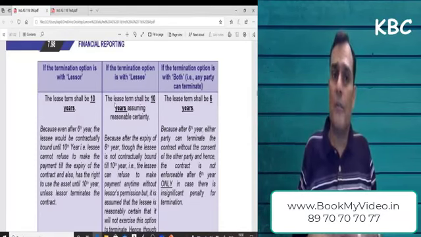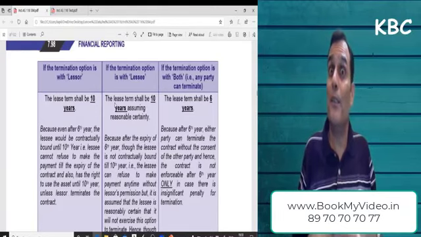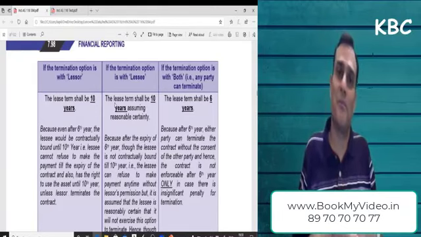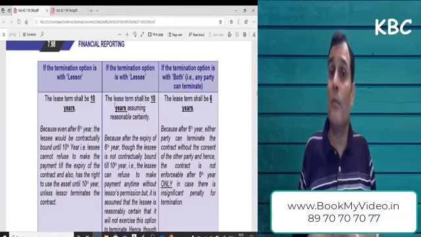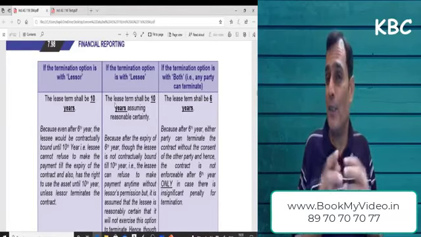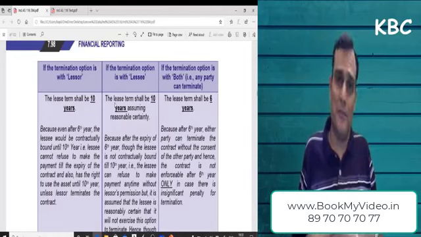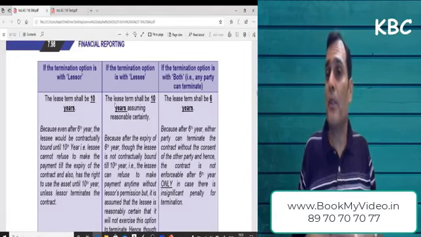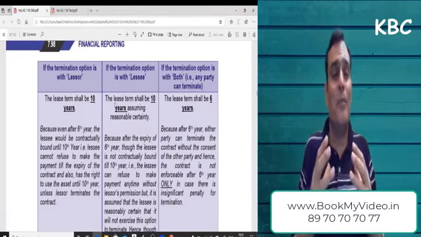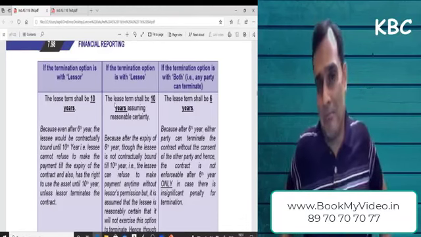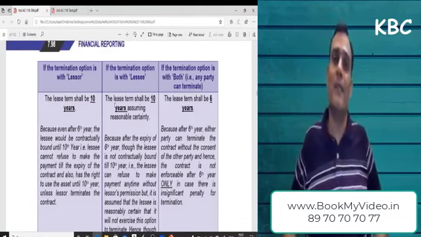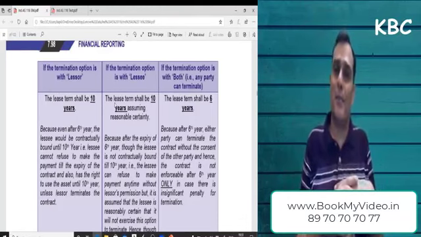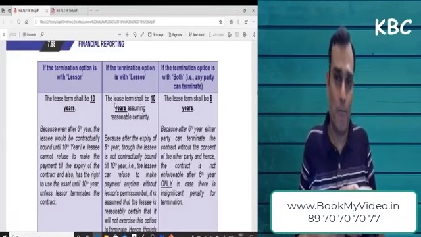Look at the first column. It says termination option is with the lessor. So B35. Very good. Second column, termination option is with the lessee. So B35. And the termination option is with both. So B34. Super. At least you've come to know which paranumber to locate in terms of which permutation combination.